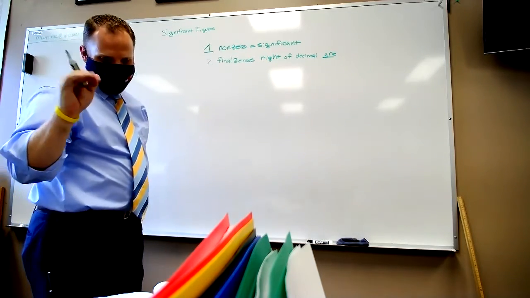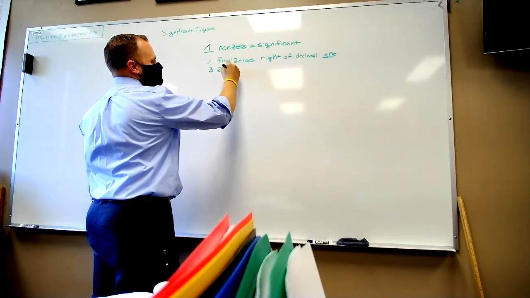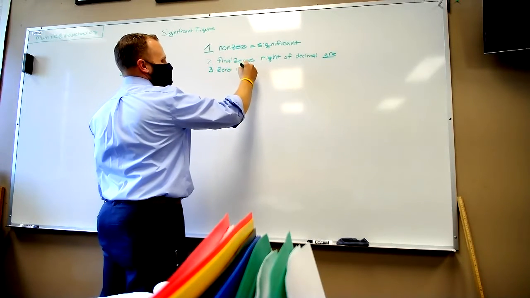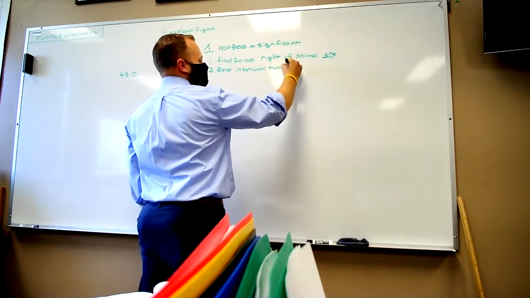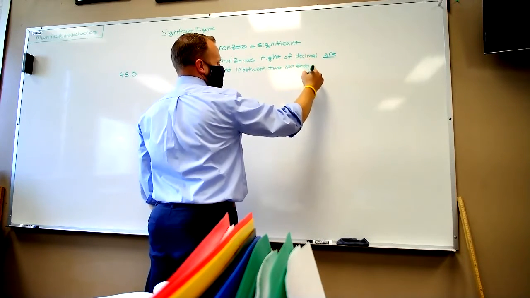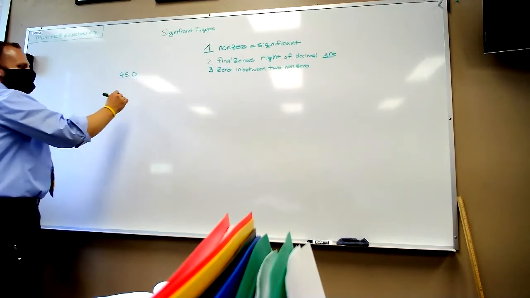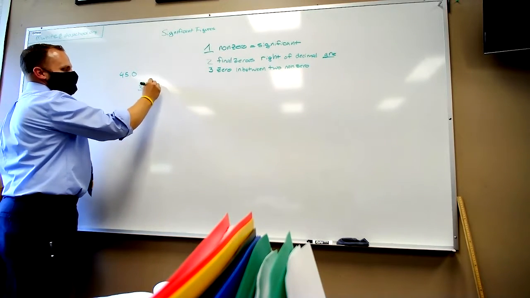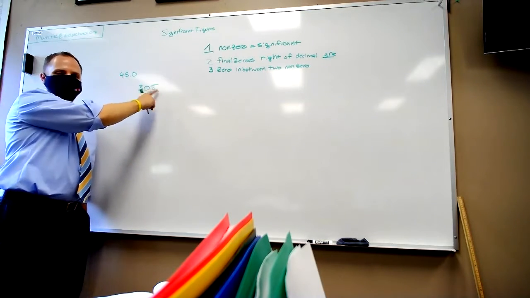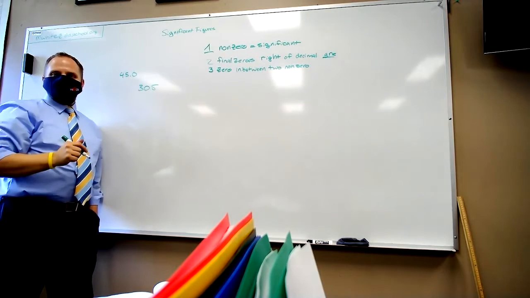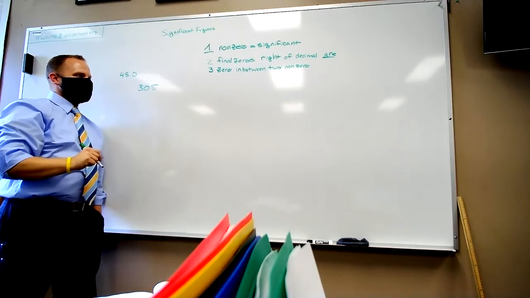Rule number 3. A 0 in between two non-zeros is significant. So if we have 305, because that 0 is in between two non-zeros, it is significant. Okay. It is significant.